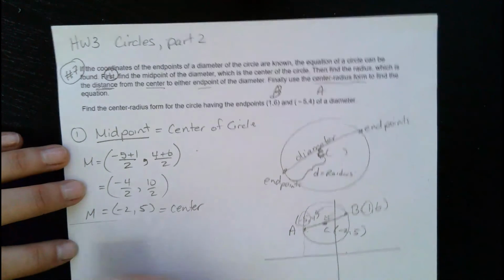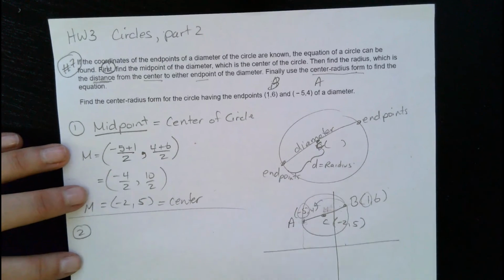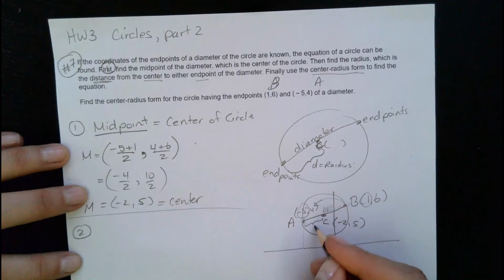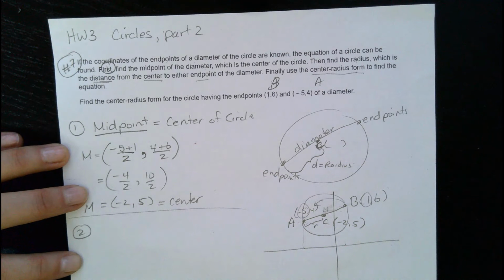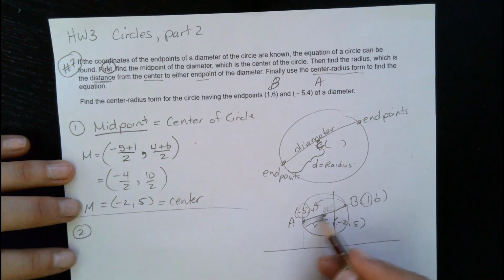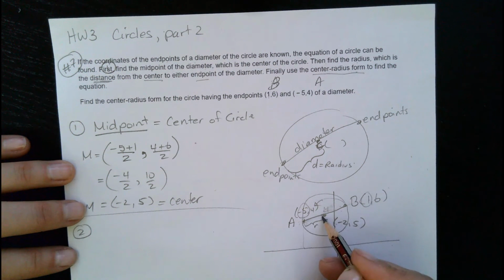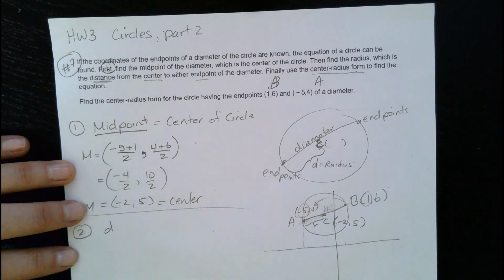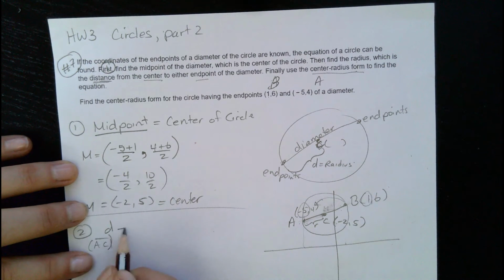So now, step 2, I need to find my radius. But my radius is really just a distance between 2 points. The distance between A and C. I can also find the distance between C and B. It's going to be the same, it doesn't matter. So let's do the distance between A and C.